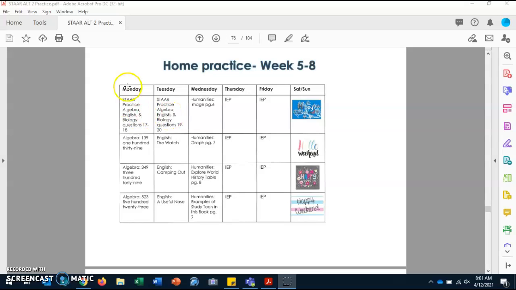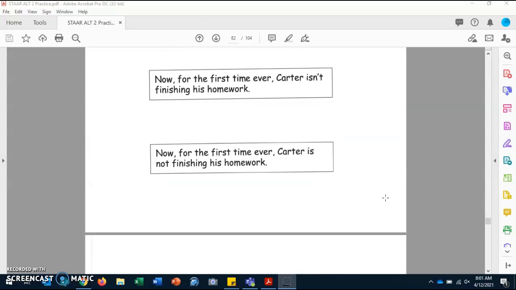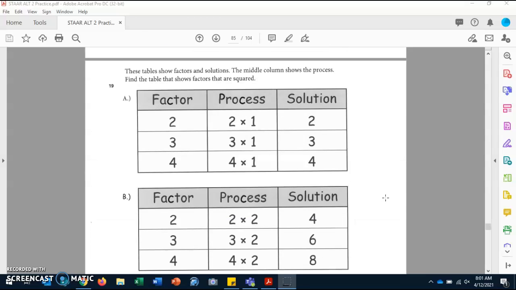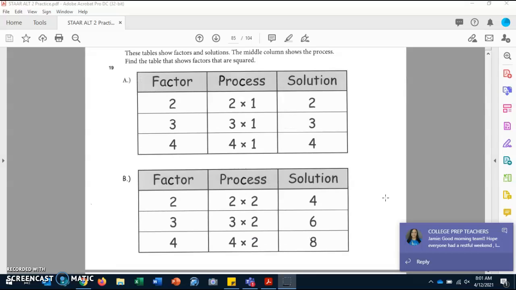So I know it's a little off. It should say Monday. However, we already did 17 and 18. We are going to do our last two questions, which are 19 and 20. So to start off, let's find those questions. It should look like this. So we always start with math, so it should look like this.